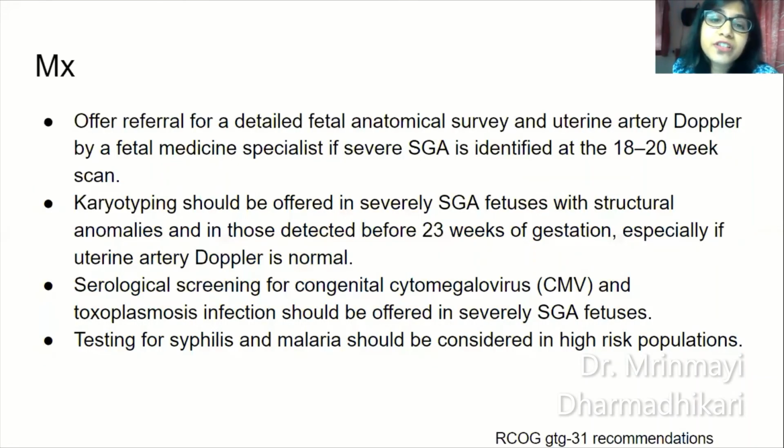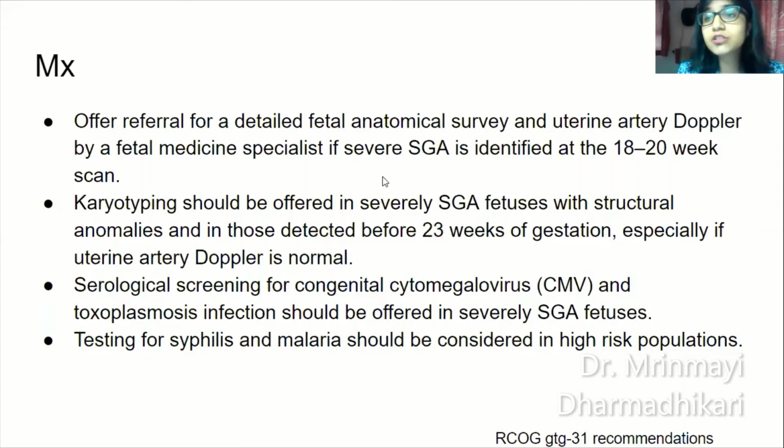Now, what if severe SGA, or small for gestational age, is diagnosed earlier in pregnancy, that is around 18 to 20 weeks of gestation? So what do you do then? And what are your differentials? Offer referral for a detailed fetal anomaly anatomical survey and uterine artery Doppler by a fetal medicine specialist if severe SGA is diagnosed or identified at 18 to 20 weeks of gestation.